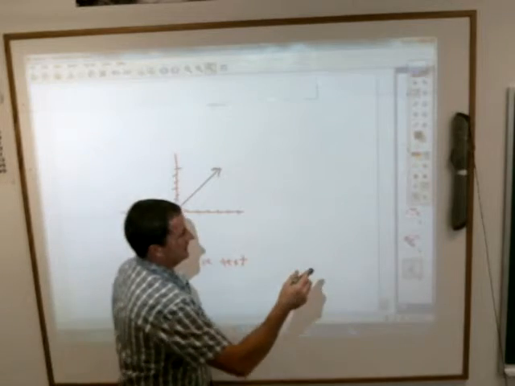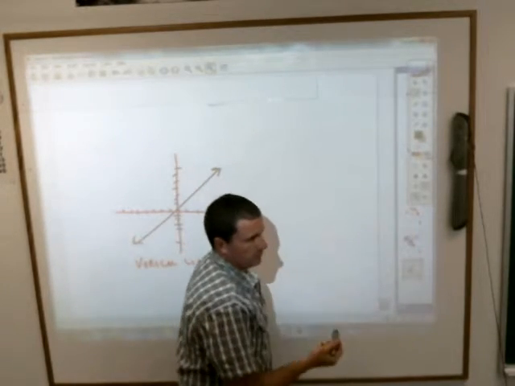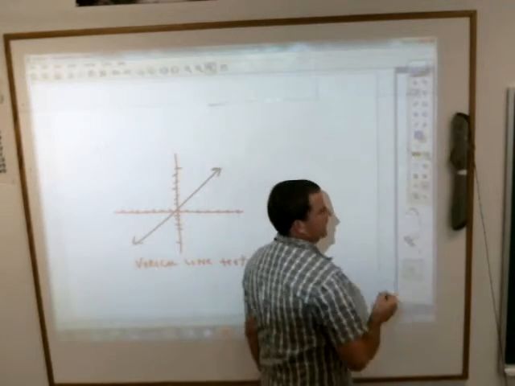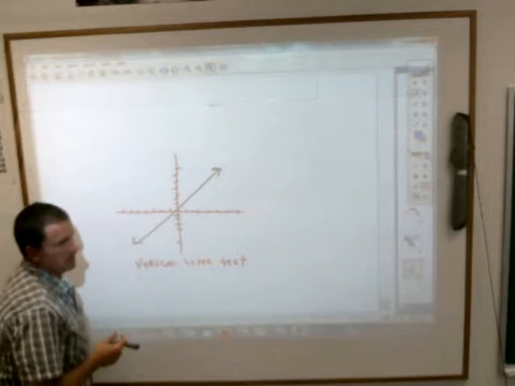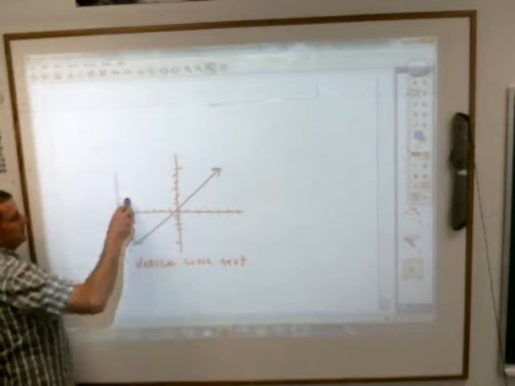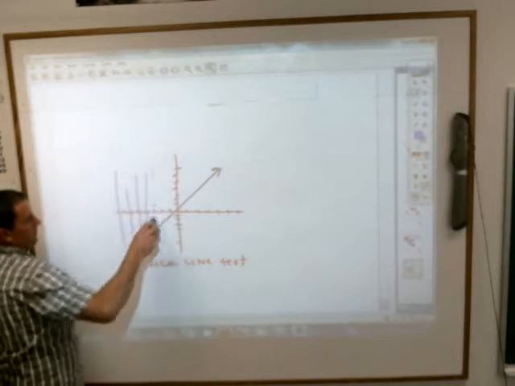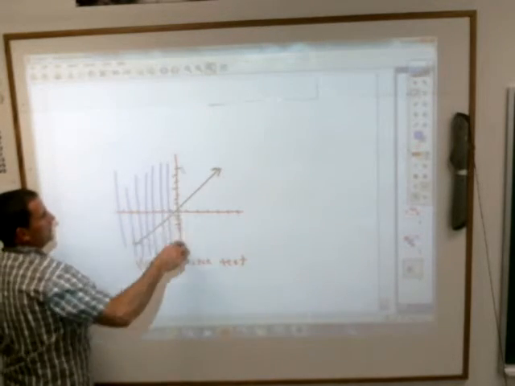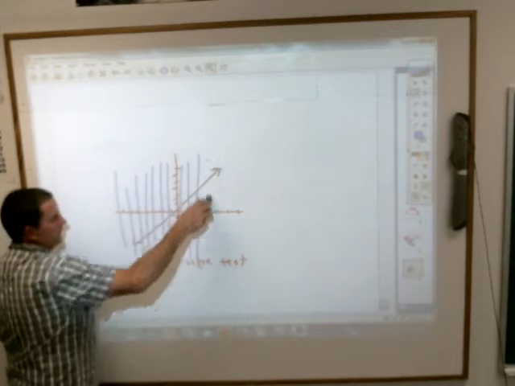The vertical line test says this. First of all, you have to know what a vertical line is. Jeremy Schwartz, a vertical line is up and down or sideways? Up and down. Okay, you draw as many vertical lines as you want, wherever you want, however you want.